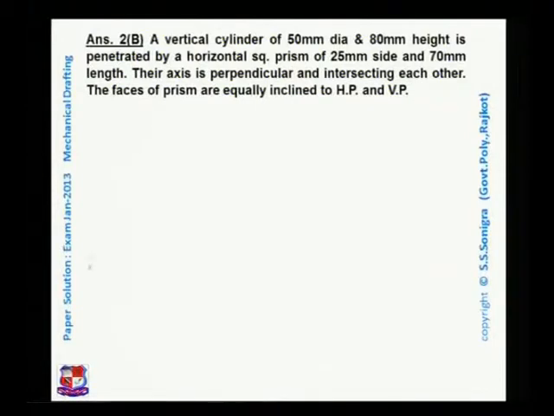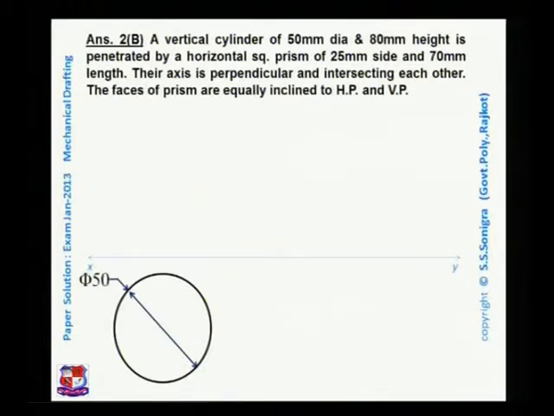So first of all, draw the XY line that represents the intersection of HP and VP, and draw a circle of diameter 50 mm. Here it is given that the diameter of the cylinder is 50 mm, hence its top view would be a circle of diameter 50 mm. Insert the dimension like this, Ø50. Do not insert radius 25. Always, whenever you draw a circle, the dimension should be inserted like this, Ø50.